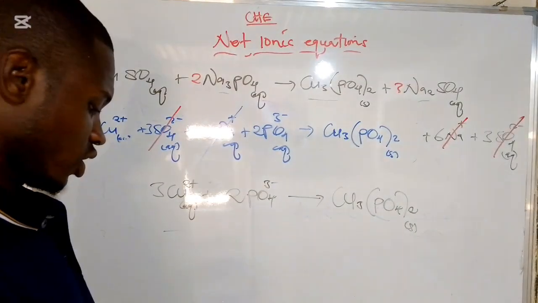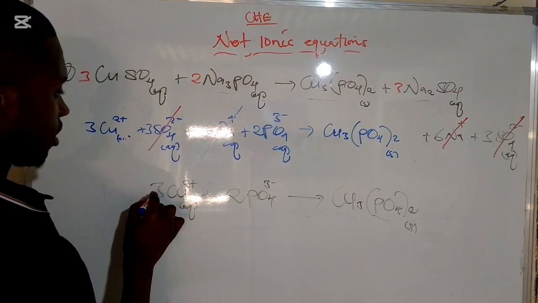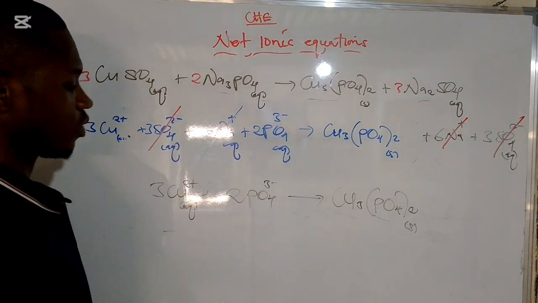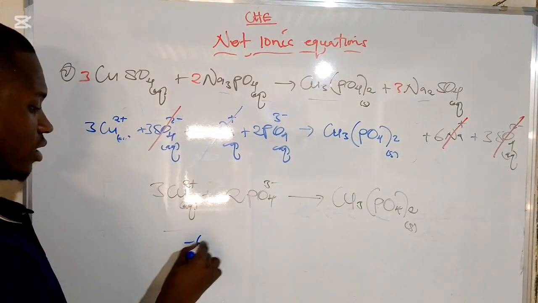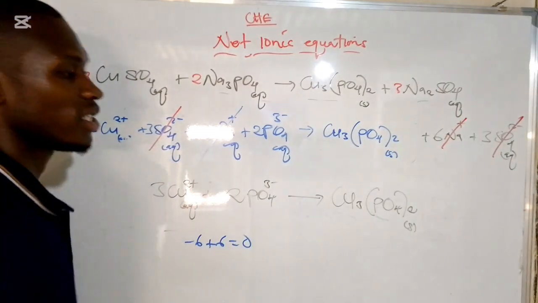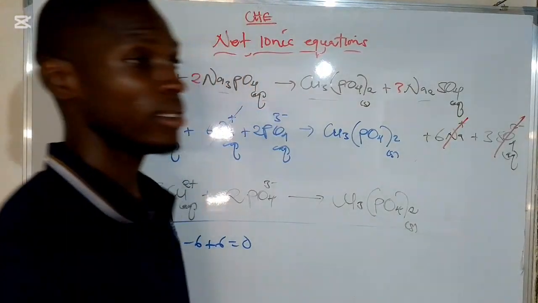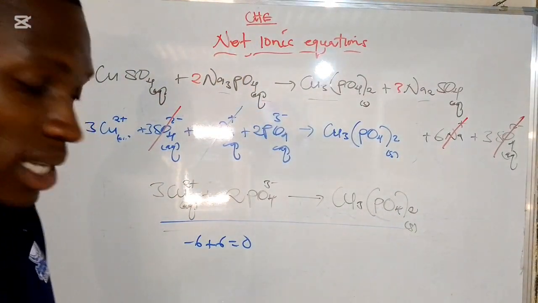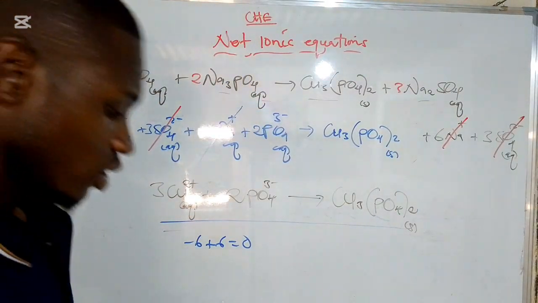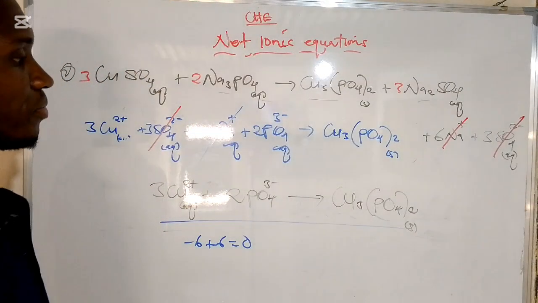If you are to check, you will see that 2 times this one is 6, 2 times this one is also 6. So it's having negative 6 plus 6, which is equal to 0. No wonder we don't have any charge there. So that is how we balance and write the net ionic equation. If you're not clear, please let me know. But that is how we do it in a simple way.